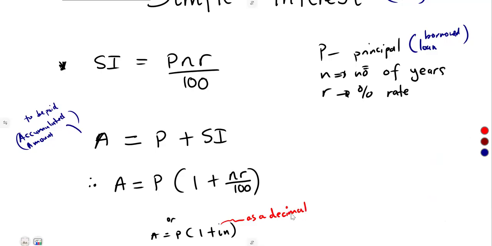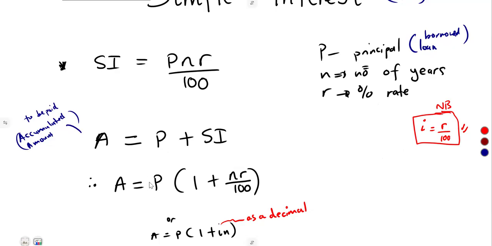As a what? As a decimal. Meaning to say, divide by what? 100%. So it is, in actual sense, N, here, this R over 100 is equal to I. I is equal to what? R over 100. R is the percentage rate. So to get rid of the percentage, you are now obtaining I. So if you take it that way, I think it can make sense on your simplification. So this is what we have on the simple interest.